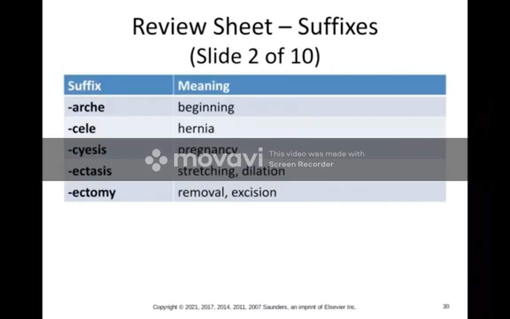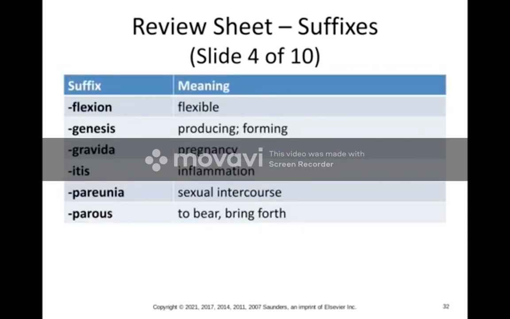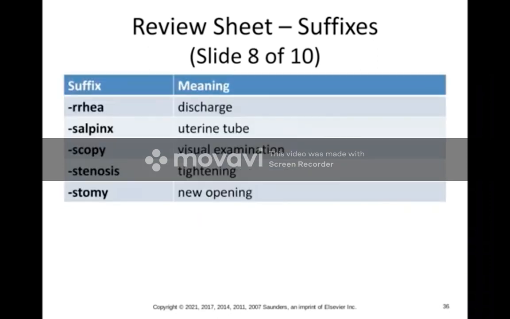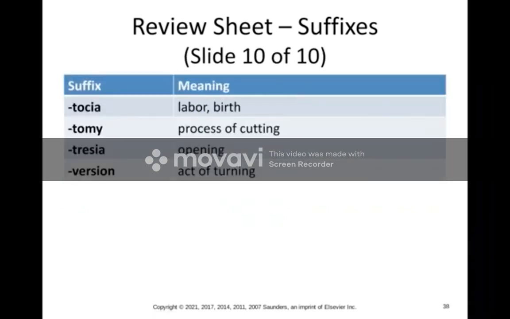Our suffixes are arche, cele, clasis, ectasis, ectomy, flexion, genesis, gravida, itis, pareunia, para, plasia, plasty, ptosis, rrhagia, rrhaphy, rrhea, salpinx, scopy, stenosis, stomy, tocia, tomy, tresia, version.